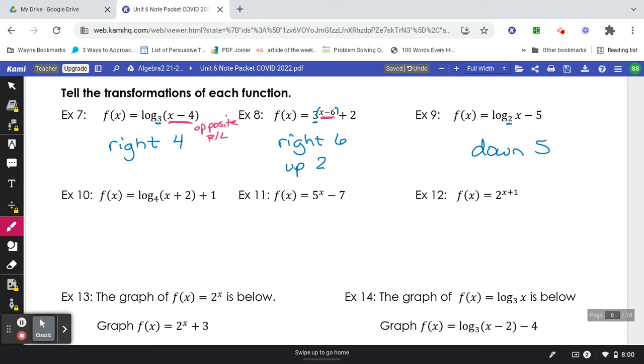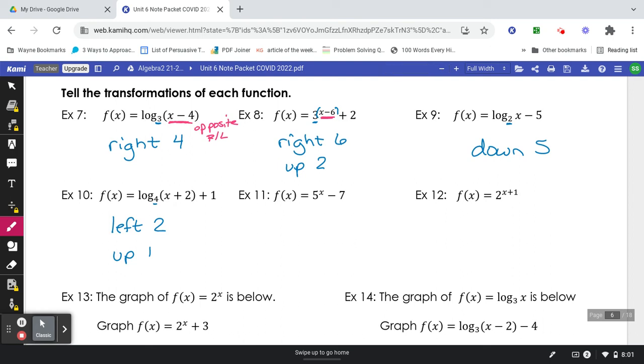All right, example number 10. You have a base of 4. That's going to help us graph our original graph. X plus 2, that's inside parentheses, so we're going to move that opposite direction, left 2. And the plus 1 at the end is going to move it up 1. So the parentheses moves it right or left. The number at the end moves it up or down.